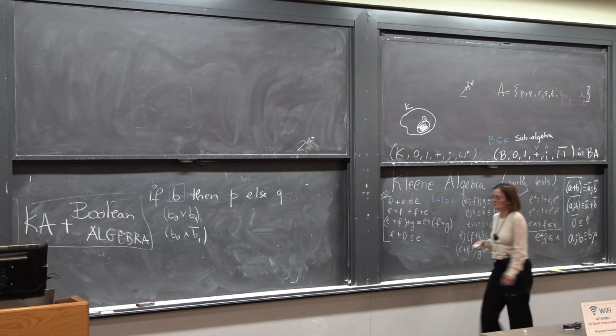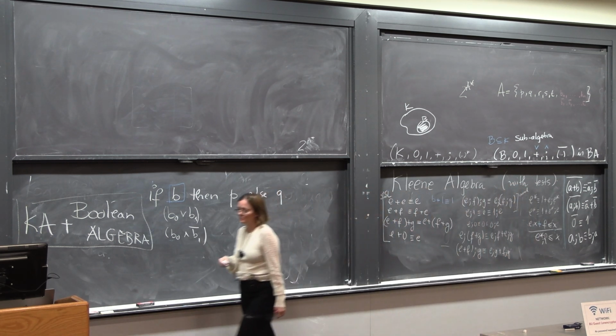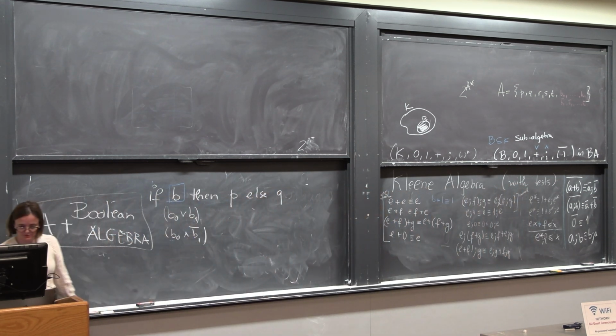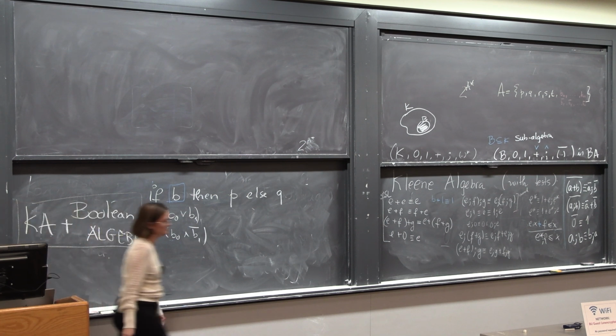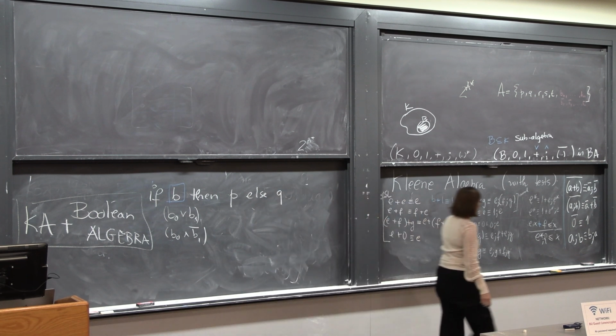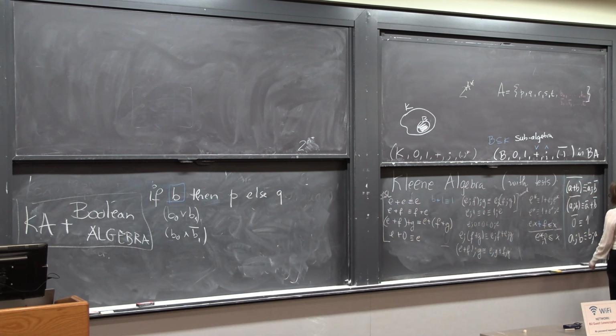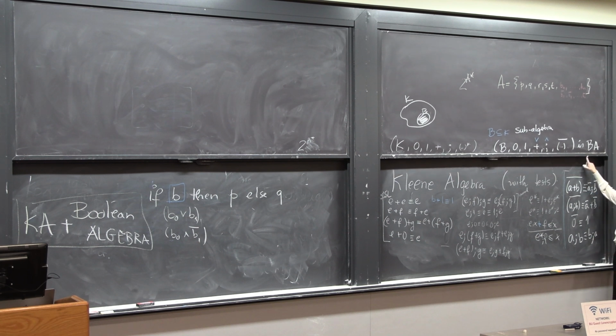Did I forget something? Yeah, not one. Sorry? Not one. Oh, yeah, I know what I forgot. I forgot that not not A is A. And you can then get this other one. So you just need not not A is A.